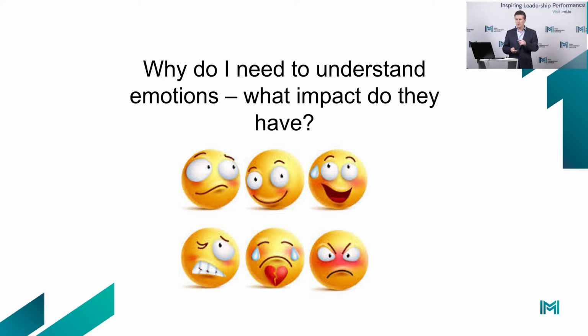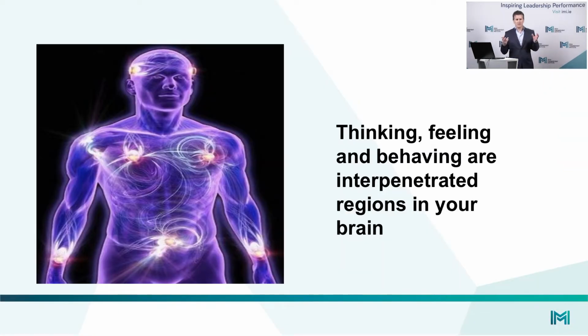And one of the reasons is because the parts of our brain that deal with thinking and feeling and acting, they're what scientists call interpenetrated. They're all deeply connected. To a certain extent, the brain is topographically mapped. Certain parts of the brain do certain things, but it's not nearly as discrete as people used to think.